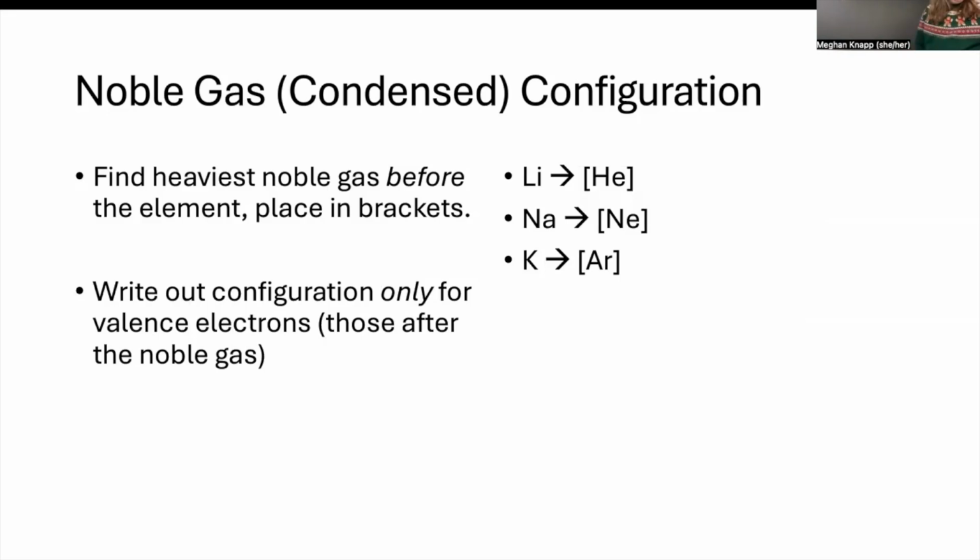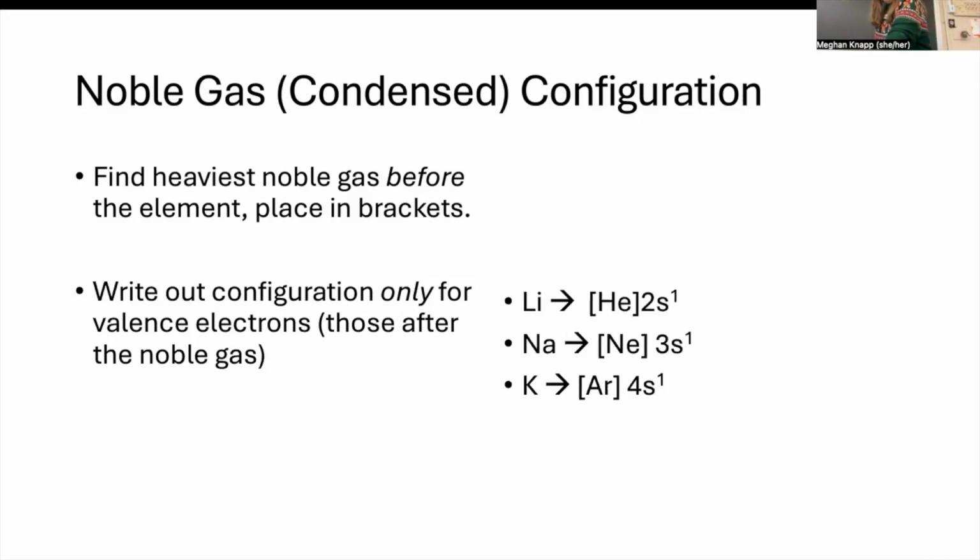All right, so for each of these elements, it would look like this. And what this shows us is those valence electrons, boy, they sure look a lot alike. And that's how we get similar group properties.